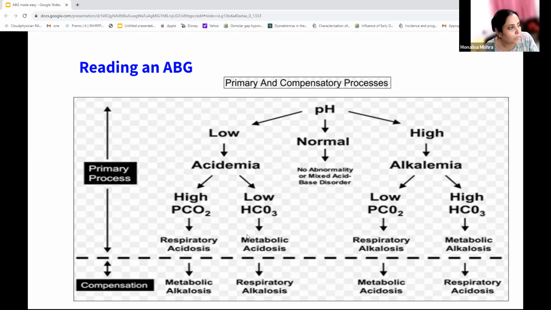After you have identified what is the primary process, you have to calculate the compensation. Always remember the compensation is opposite. So if it is respiratory acidosis, the compensation will be metabolic alkalosis. If it is metabolic acidosis, the compensation will be respiratory alkalosis. If it is respiratory alkalosis, the compensation again will be opposite, metabolic acidosis. And if it is metabolic alkalosis, the compensation will be respiratory acidosis. So that is what you have to remember. You have to know that whatever is the primary process, the compensation will be totally opposite of that.